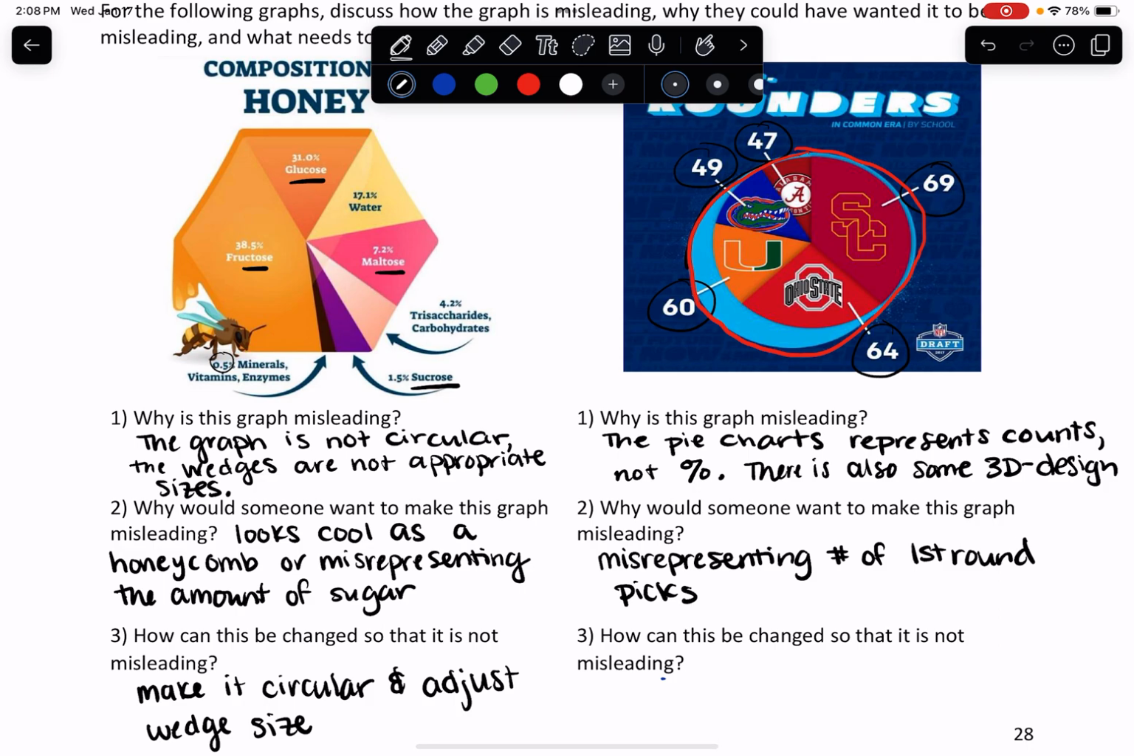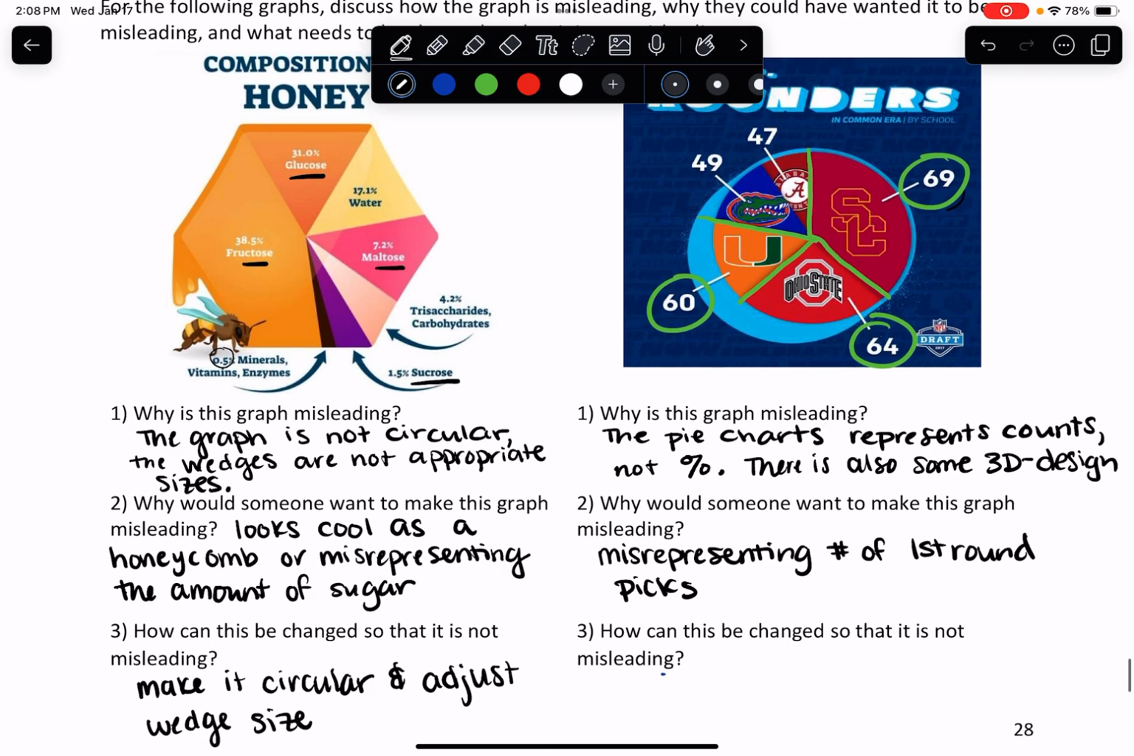So one thing we're looking at here, if we look at these numbers represented, 69, 60, 64 are all pretty close in numbers. But the South Carolina pie wedge is significantly bigger than either of the other two numbers that are close to it. So we're definitely misrepresenting the number of first-round picks.